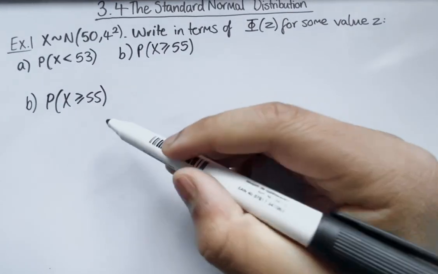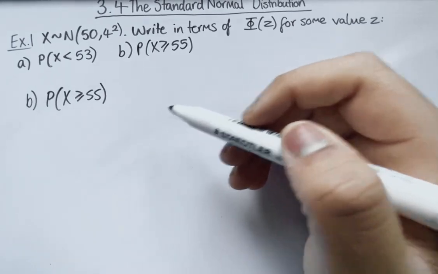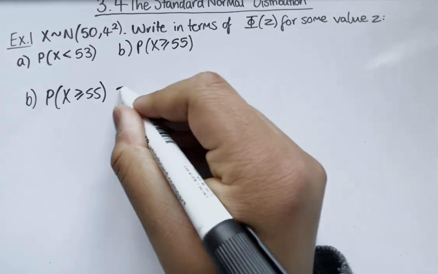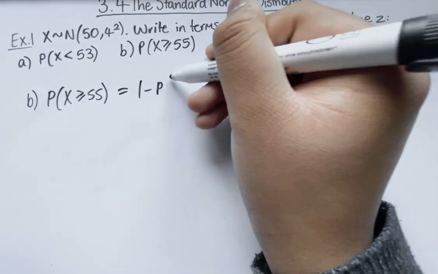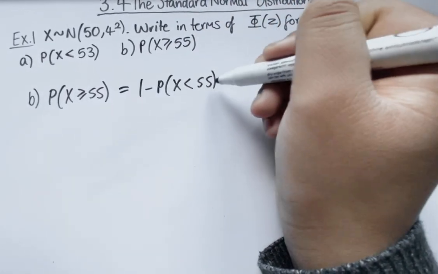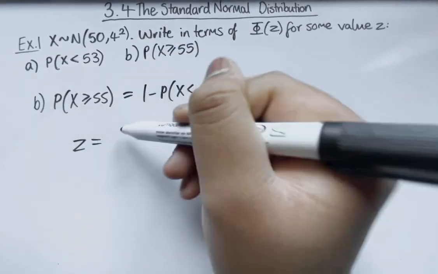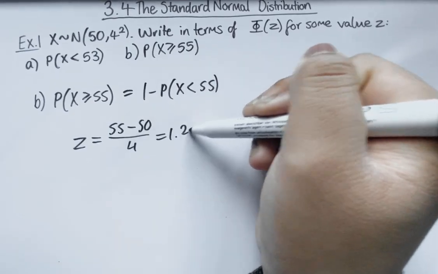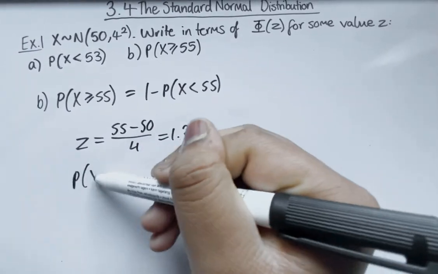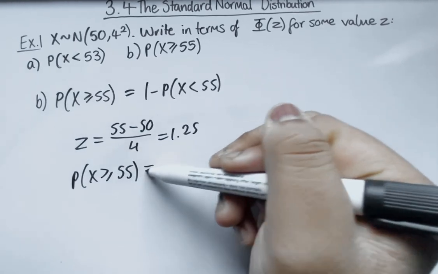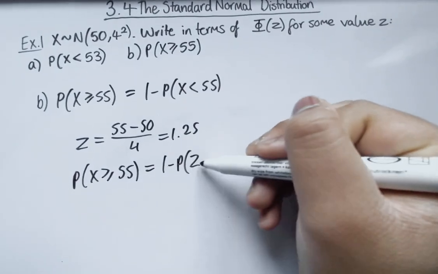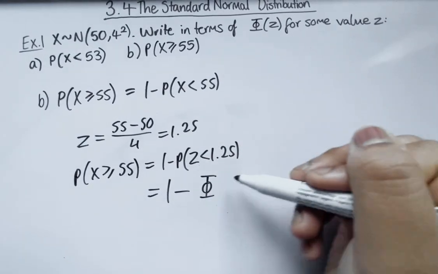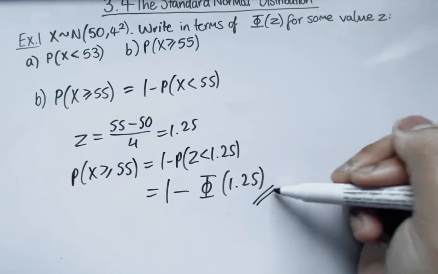For part B, the probability that X is greater than or equal to 55. Because the normal distribution is continuous, we can use greater than or equal to and greater than interchangeably. So we can just write this as 1 minus the probability that X is less than 55. Using the coding again, we get Z is equal to 55 minus 50 over 4, which is 1.25. And so the probability that X is greater than or equal to 55 will be 1 minus the probability that Z is less than 1.25, which is 1 minus phi of 1.25.